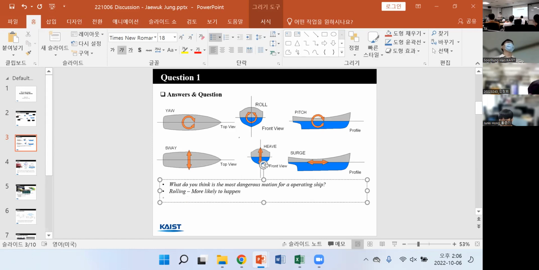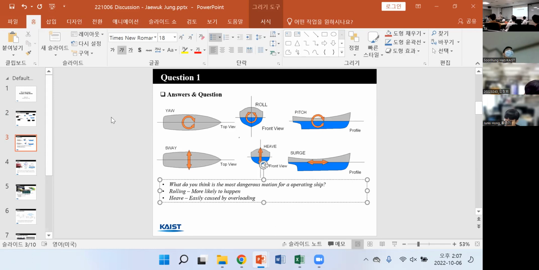Do you have any other thoughts about this question? Heave. Heave? Yeah, it can be dramatic if the boat is overloaded and the water can submerge the boat. Okay.